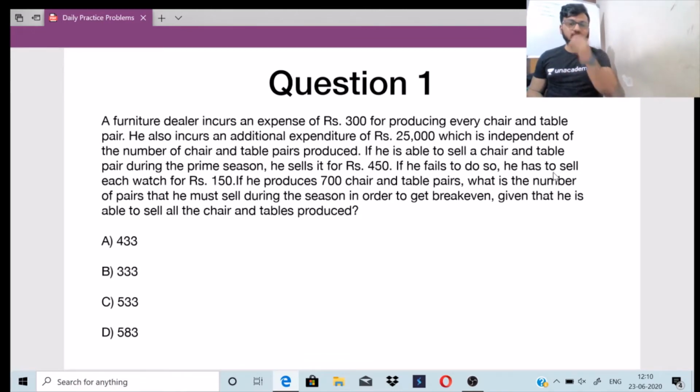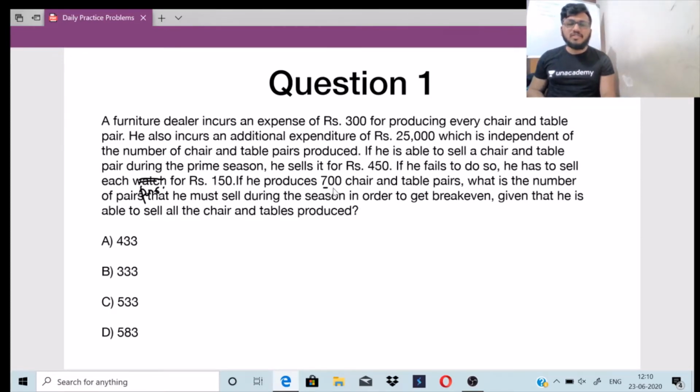So the first question is as follows. A furniture dealer incurs an expense of Rs. 300 for producing every chair and table pair. He also incurs an additional expenditure of Rs. 25,000, which is independent of the number of chair and table pairs produced. If he is able to sell a chair and table pair during the prime season, he sells it for Rs. 450. That is, he is getting a profit of 150 rupees. If he fails to do so, he has to sell each pair for Rs. 150. That is, he is having a loss of 150 rupees here.